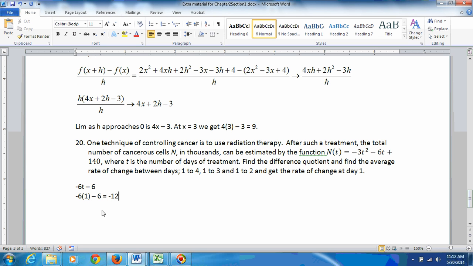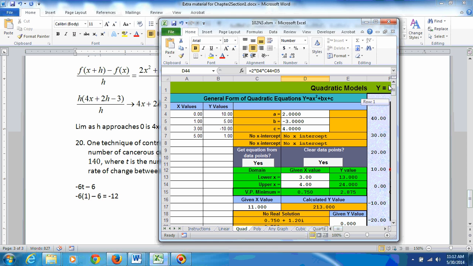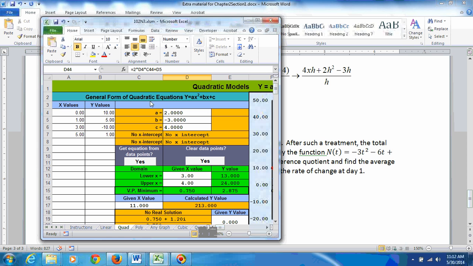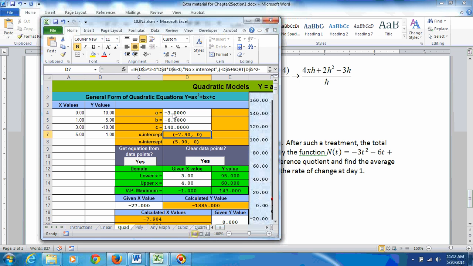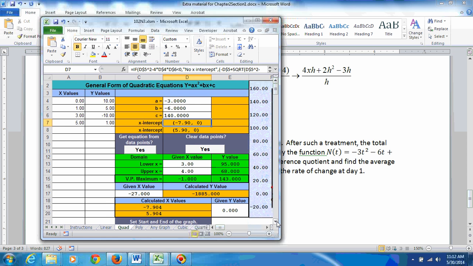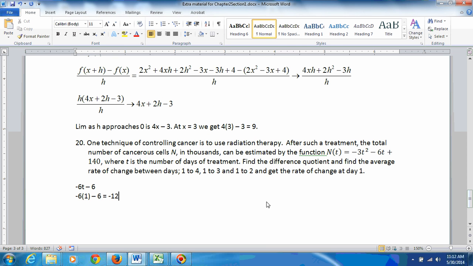And just to double check it, let's do this problem right here on Excel. Negative 3t squared minus 6t plus 140. So putting those coefficients in, let's do it up here. Minus 3, minus 6, and I think it was a 140 was the constant. And if I go down here and get that rate of change at day 1, put a 1 in here, and I get negative 12, and that's exactly what I got right here.